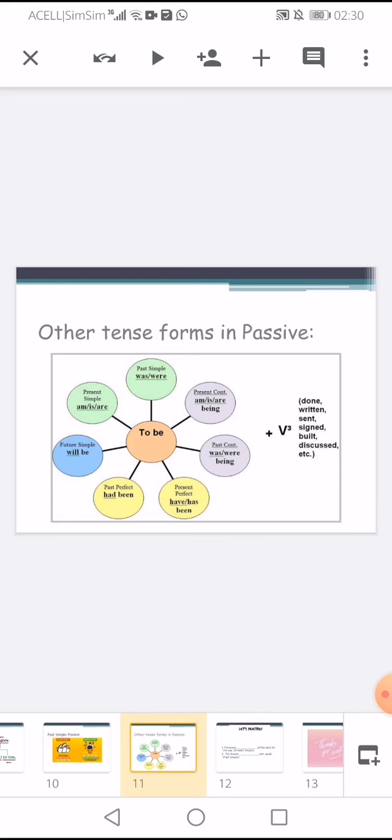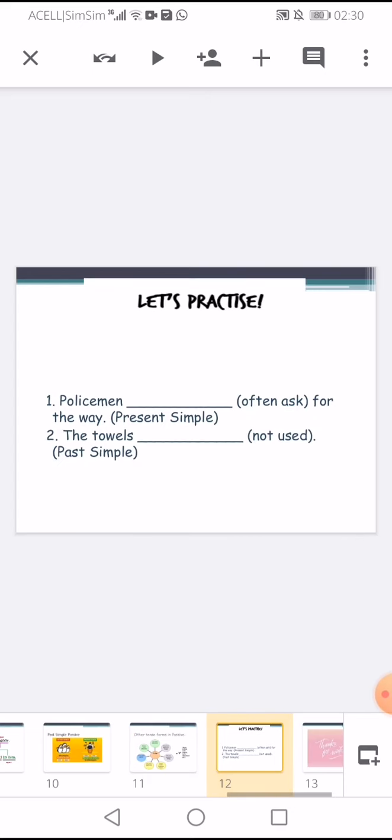Would you like some practice? All right, let's practice a bit. As you see, the first sentence, policeman, in the brackets we've got often ask for the way. We have to give this sentence in the present simple passive. So how would you do it? Policemen are often asked for the way. Yes, exactly, you're right.